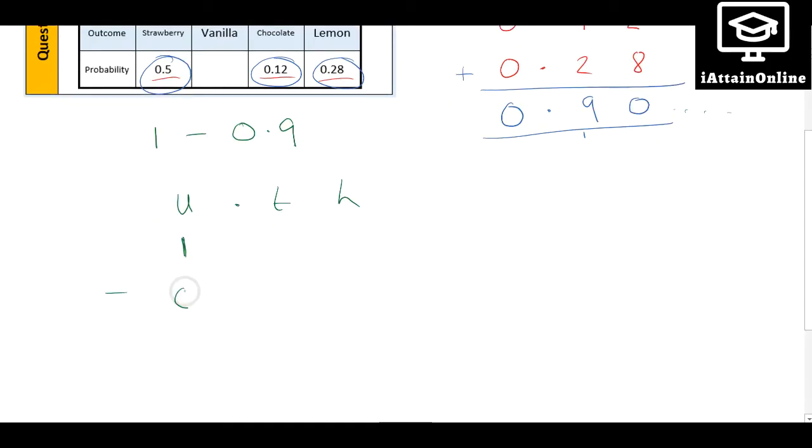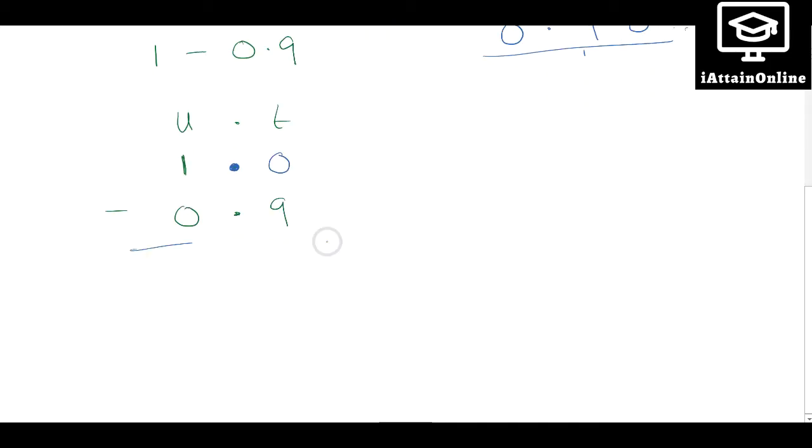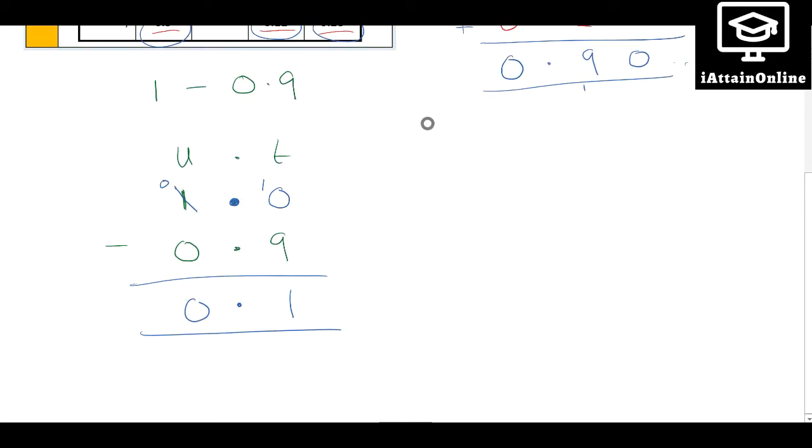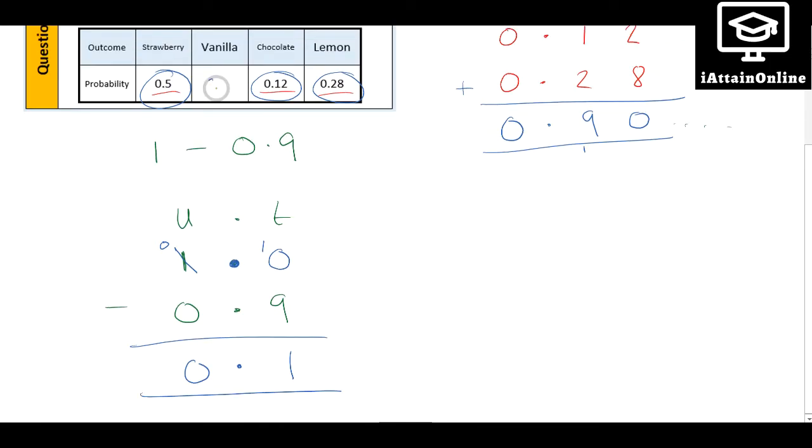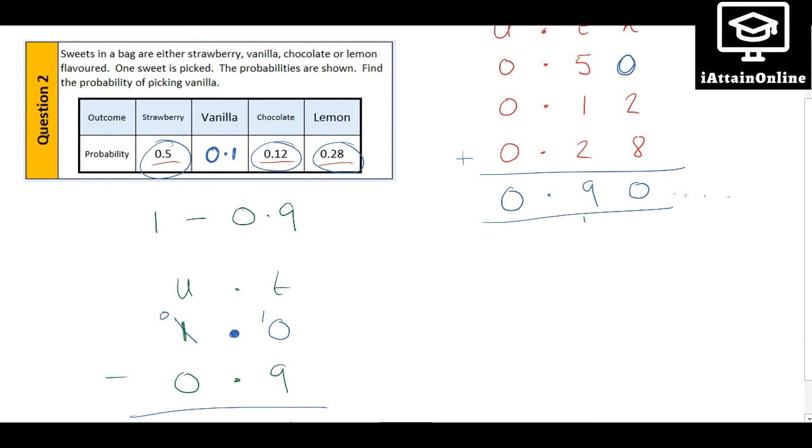1 take away 0.9. Remember, you must fill in any missing points. 1 is the same as 1.0. I didn't actually need that one. And then I'm just going to do the taking away. So 0 take away 9 you can't do, so we're borrowing 1. 10 take away 9 gives me 1. 0 take away 0 gives me 0. So that there is the final answer. The probability of picking vanilla is 0.1.